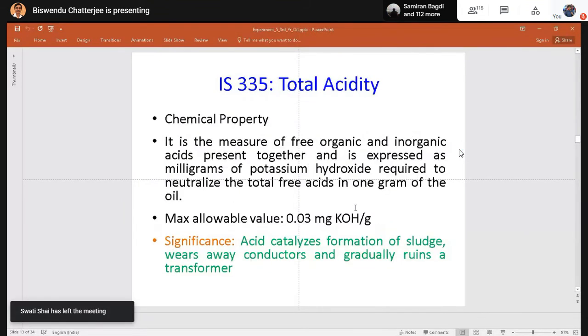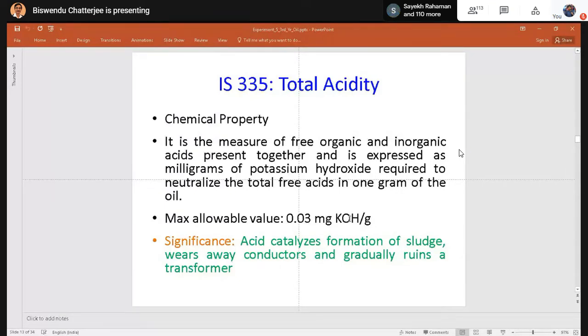Now let us proceed. Now the total acidity comes under chemical property. It is similar to the experiment we have done in chemistry class, with the burette, and in the beaker we will put the oil. The typical endpoint indicator may be phenolphthalein for the acid-base reaction, and per gram of oil 0.03 milligram of KOH must neutralize.